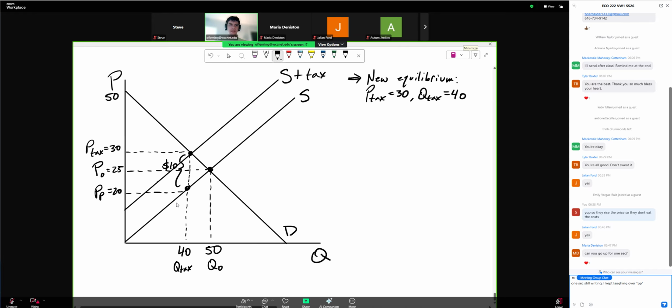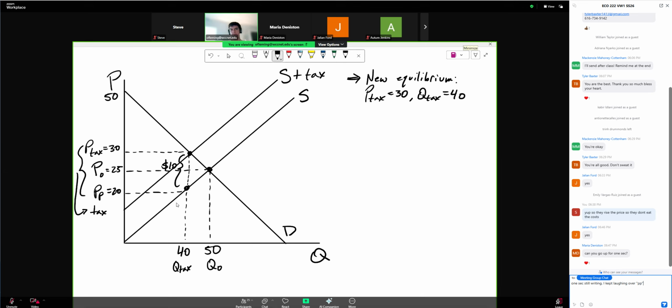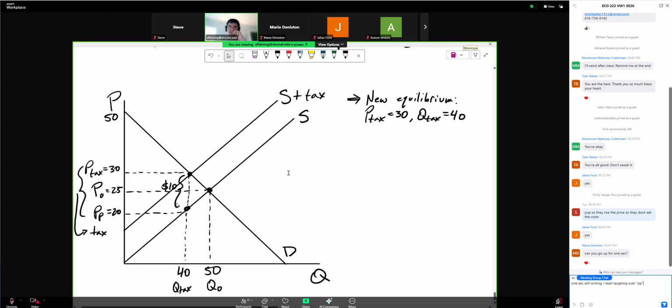So this distance between these is the tax, because the supply curve shifts upward exactly by the amount of the tax. At this point, it's going to shift upward by $10. At this point, it's going to shift upward by $10, because at every unit, they're now going to require $10 more to produce and sell that unit. Okay, so there's PP. The last thing I have to say is that PP equals 20.